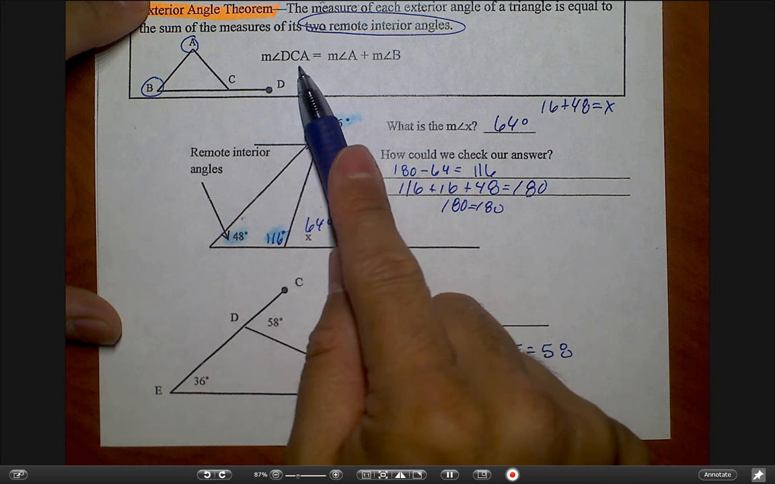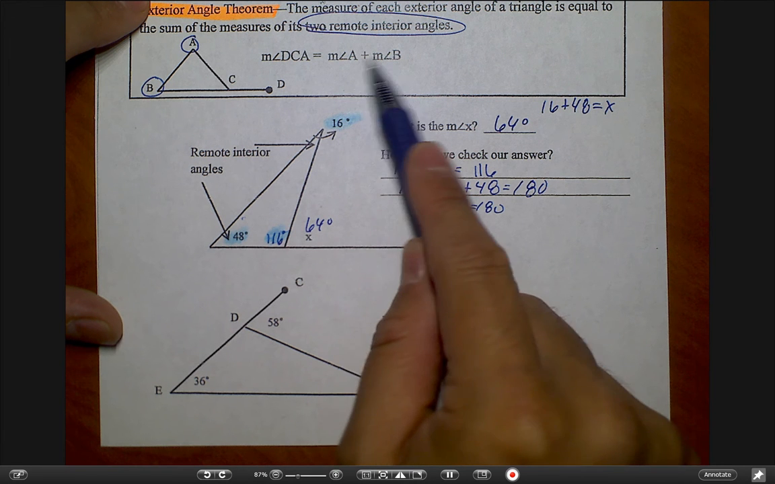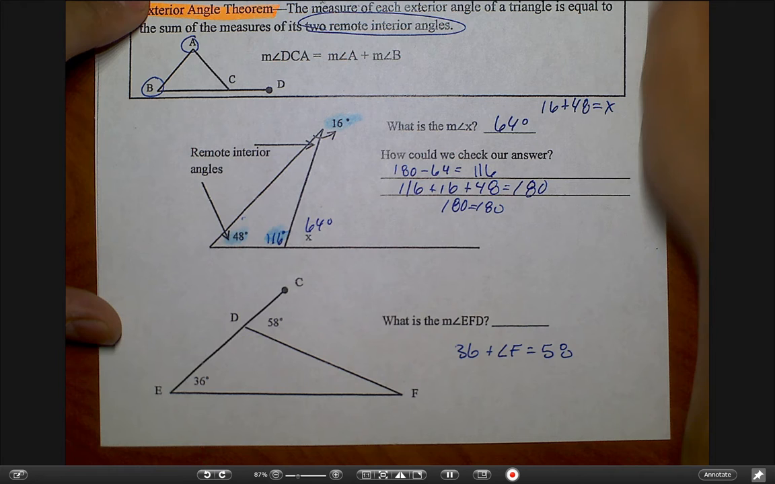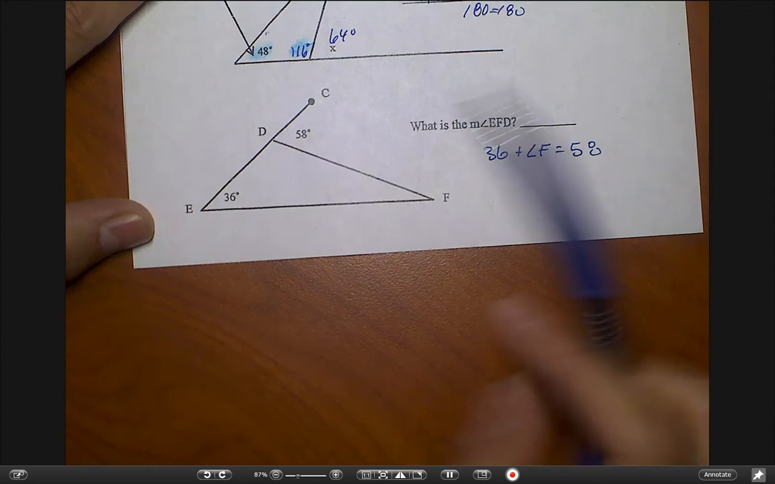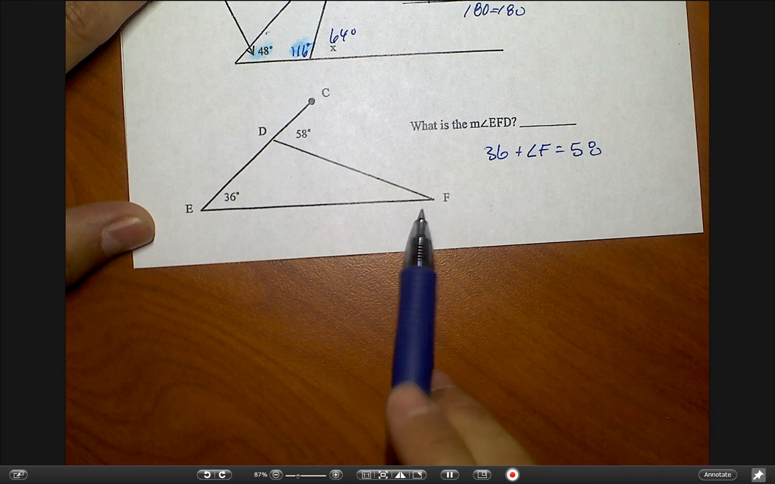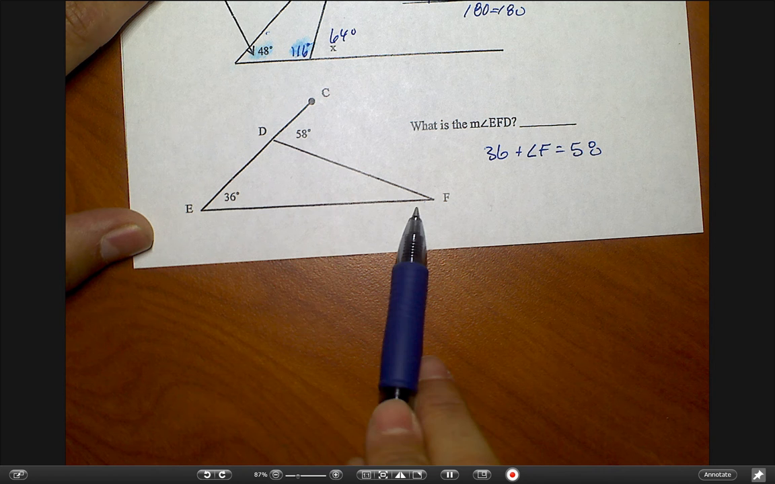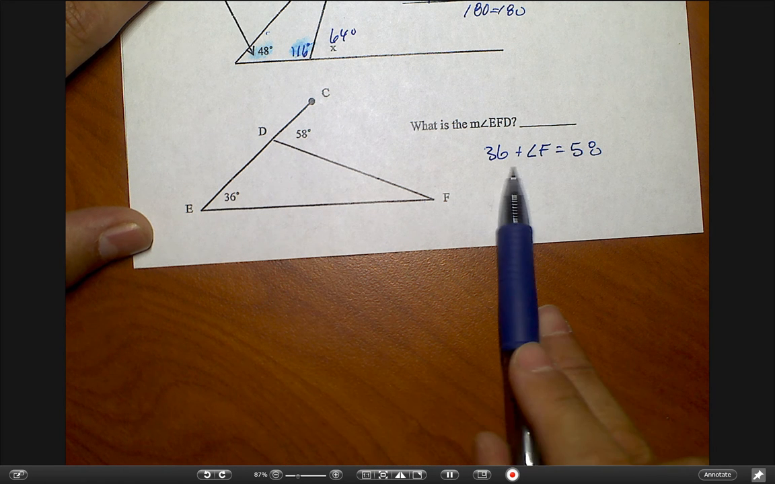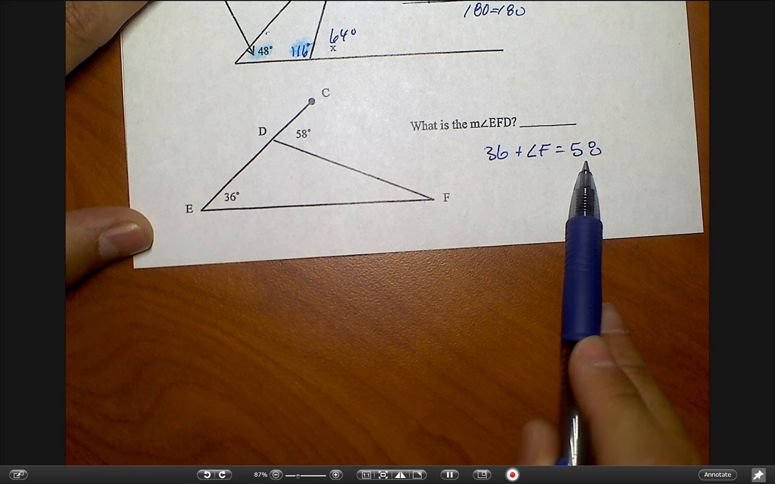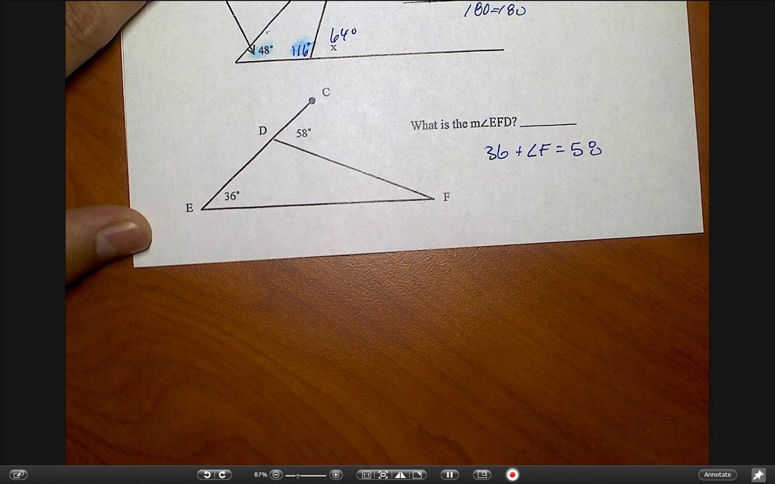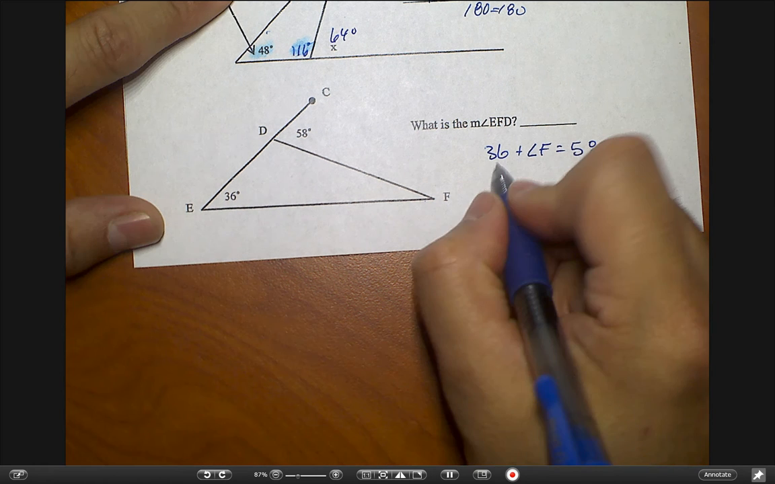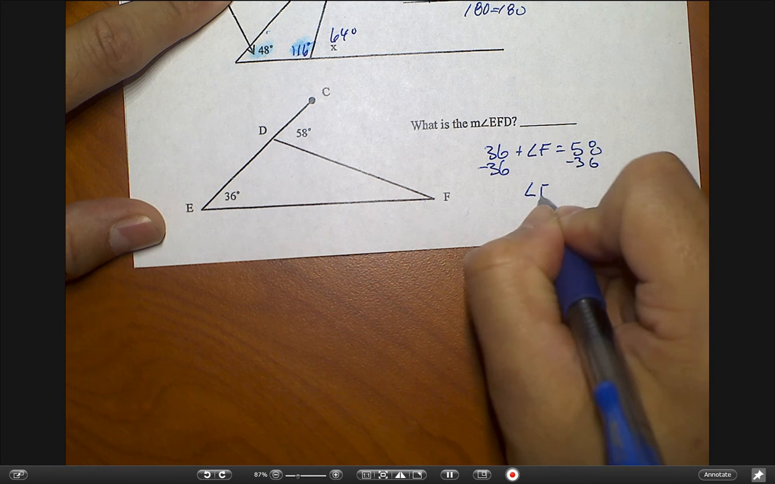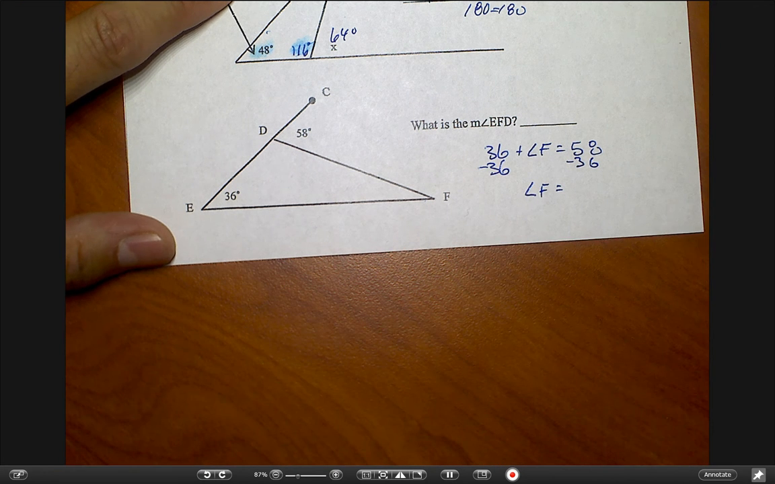So I'm using my formula that I have here. My outside angle is equal to the sum of my two remote interiors. So we're doing the exact same thing. I have my two remote interiors, and they have to equal the exterior. So if I'm trying to solve for angle F, what would I do to both sides here? Subtract 36. Let's do that. So angle F is 22.